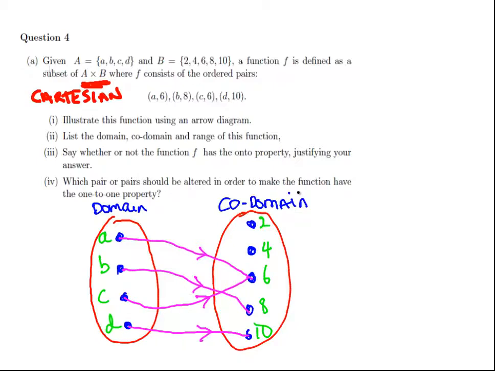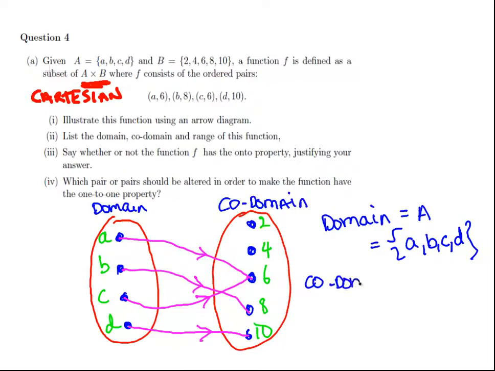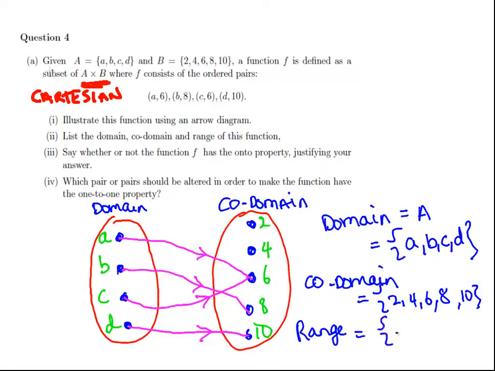Well, we've listed out the domain there already. It is all of the elements of set A. So the domain here is, let's write it out, A, which is to say a, b, c, and d. The codomain is all the elements of B: 2, 4, 6, 8, and 10. And finally we're asked for the range. Now, this is the most important part. You notice that only 6, 8, and 10 have ancestors in the domain. So the range is 6, 8, and 10.